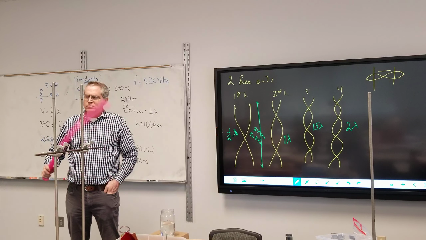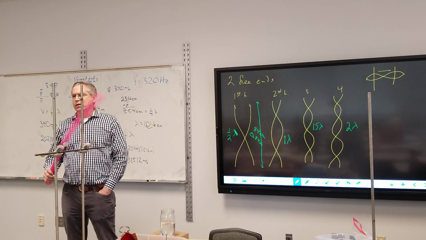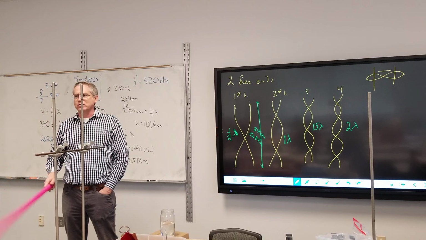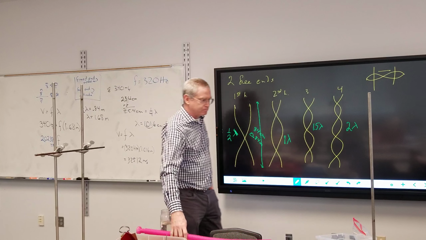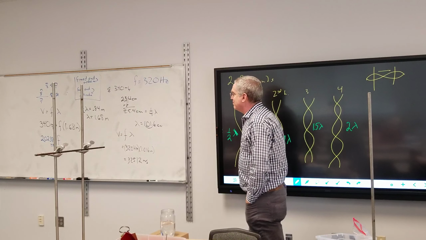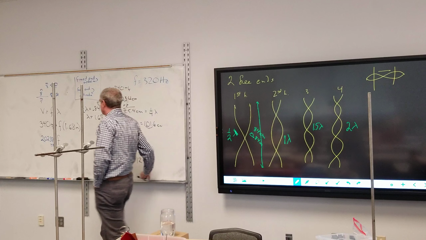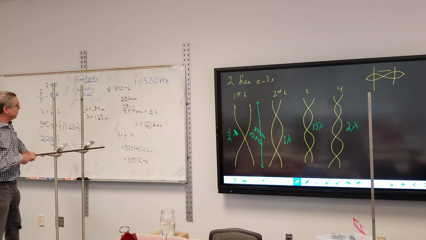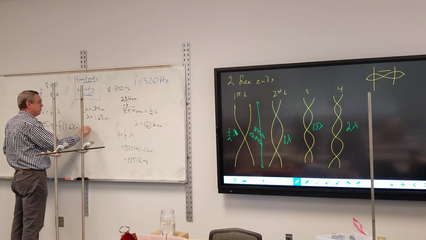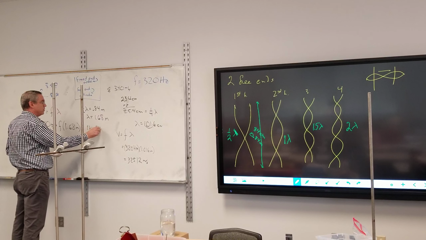So that's actually the second harmonic, because the first harmonic I can't swing slowly enough to suck enough air through it to get the sound. So, the second harmonic. The second harmonic is one wavelength. So I have one wavelength is equal to 0.84 meters.